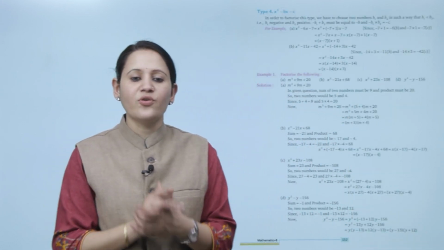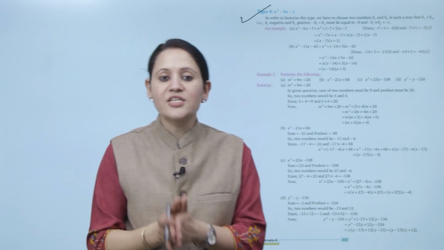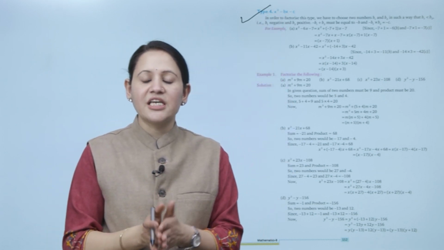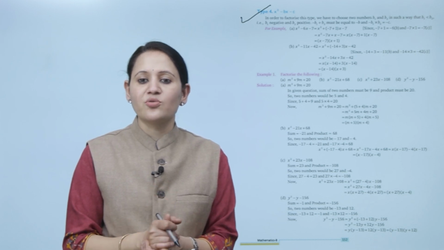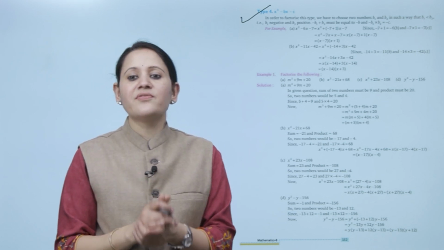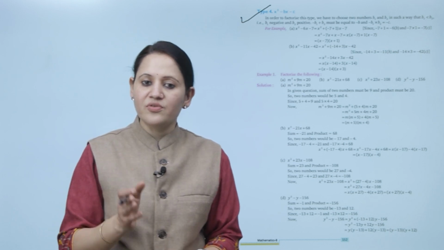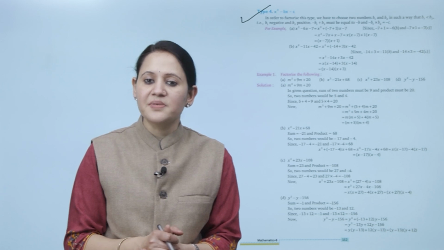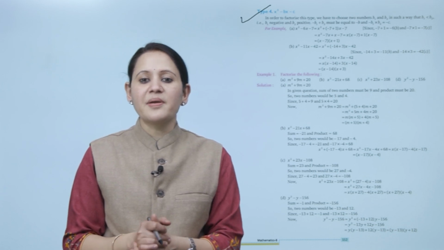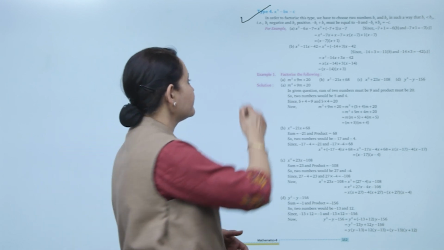Next is type 4. x square minus bx minus c. In order to factorize this type, we have to choose two numbers b1 and b2 in such a way that b1 is less than b2, b1 negative and b2 positive. Minus b1 plus b2 must be equal to minus b, and minus b1 multiplied by b2, that is equal to minus c. Now I'll take an example.